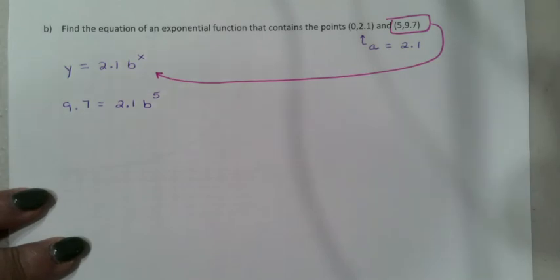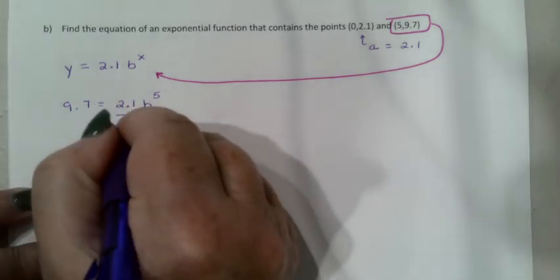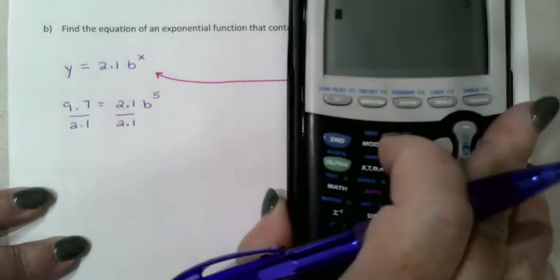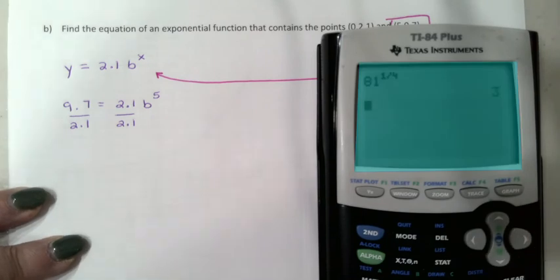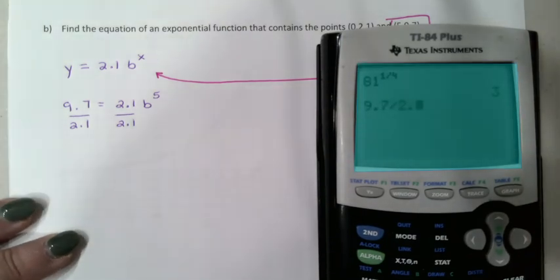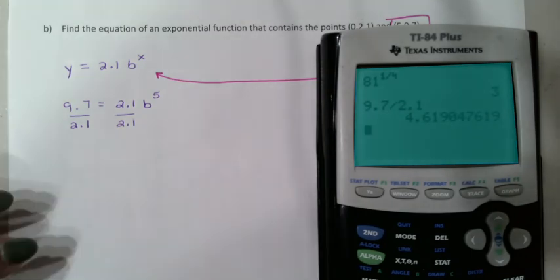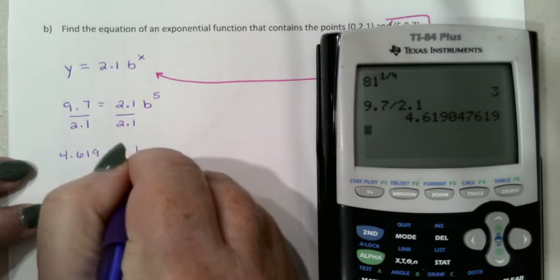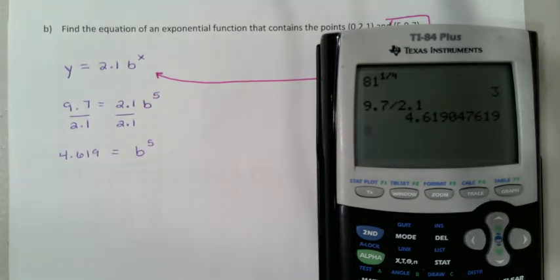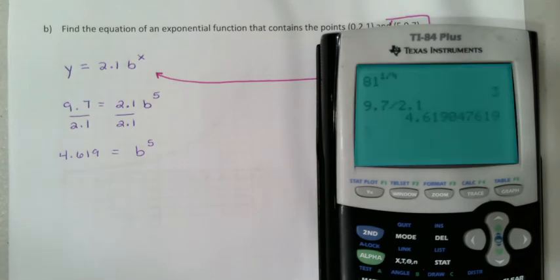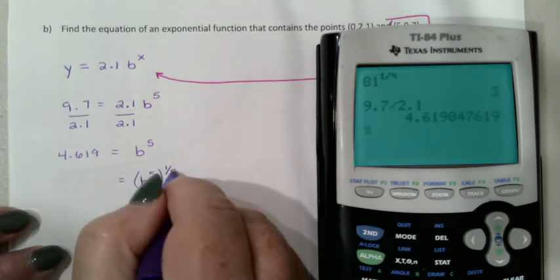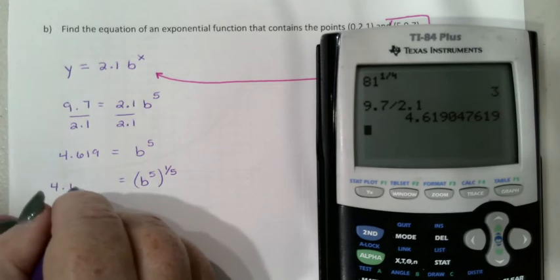All right, I want to solve for the b, of course. And this time the numbers are not going to come out quite as evenly. So when I start dividing, 9.7 divided by 2.1, I have about 4.619. To solve for b, I need to get rid of that fifth power, and I'll do that with a fractional exponent. I'm going to raise it to the 1/5 power, and I'll have to do the same thing on the other side of the equation.